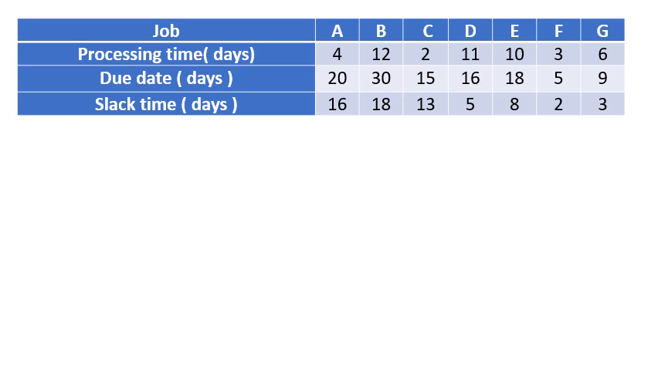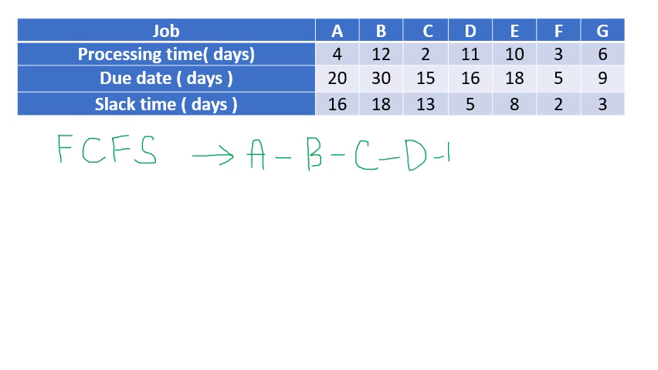So let us now start solving this problem. The first step is to find a particular schedule based on the rule specified. So by the FCFS rule, I'll just write down here, by FCFS rule, the arrival times of the jobs are not given in the problem. So you can assume that by the FCFS rule, the same order which is given in the problem holds good. So the order is A, B, C, D, E, F, G. This will be the order according to the first come first serve rule.